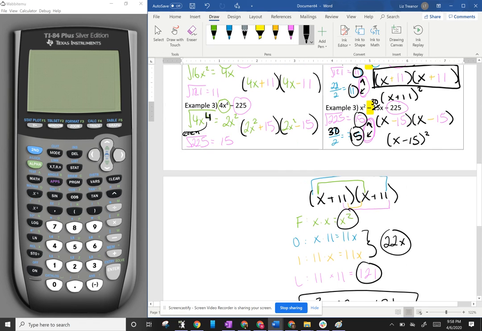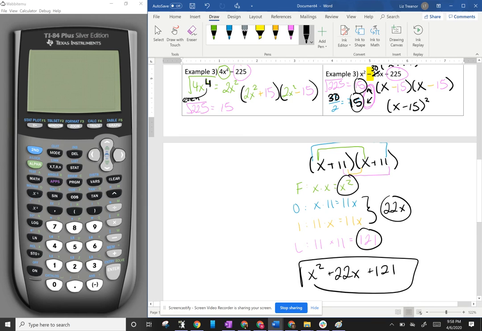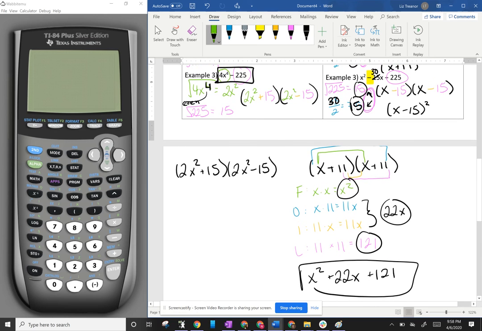Let's go ahead and also check on a difference of perfect squares. I'm going to do example 3 for this one. So if we multiply out 2x squared plus 15 times 2x squared minus 15, we should get 4x to the 4th minus 225. And let's test that out. For F, we're going to do 2x squared times 2x squared. Well, 2 times 2 is 4, and x squared times x squared, if you do 2 plus 2, you get x to the 4th.